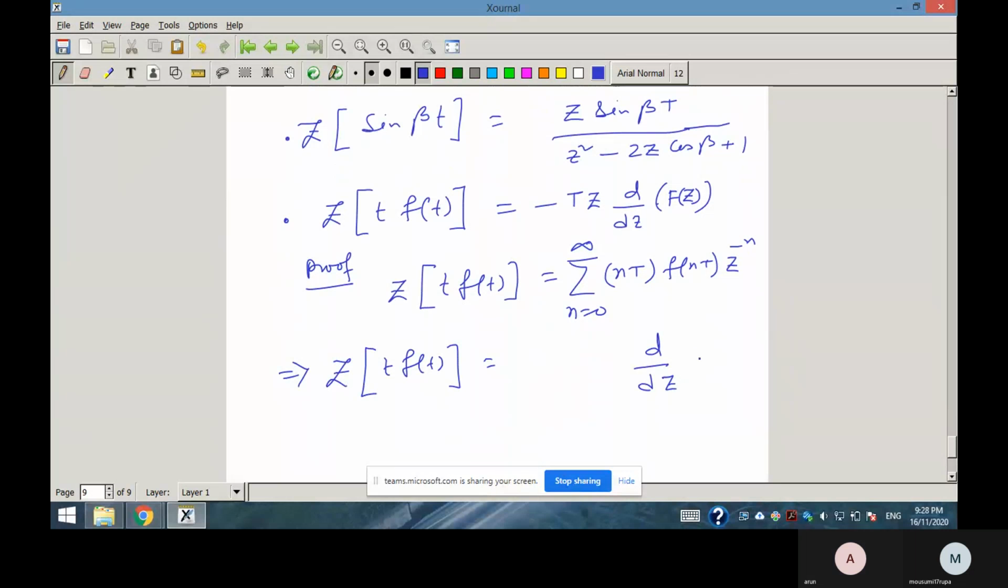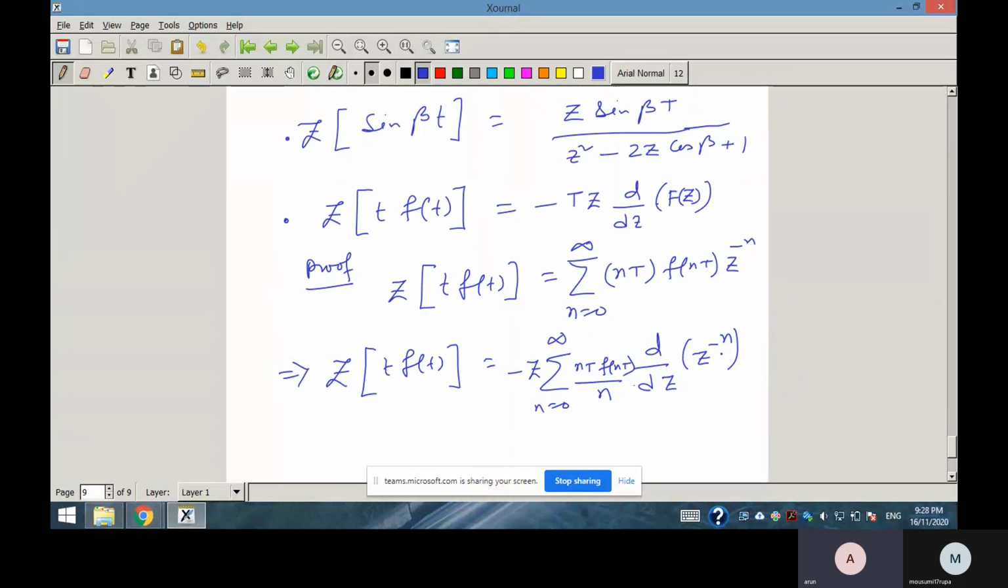dt of z to the power minus n. So dt of z to the power minus n, if you write, then what you have to do is like this. Here minus z, you have to multiply, summation n equal to 0 to infinity, nt f of nt divided by n. So you can easily verify that this relation and this are same.